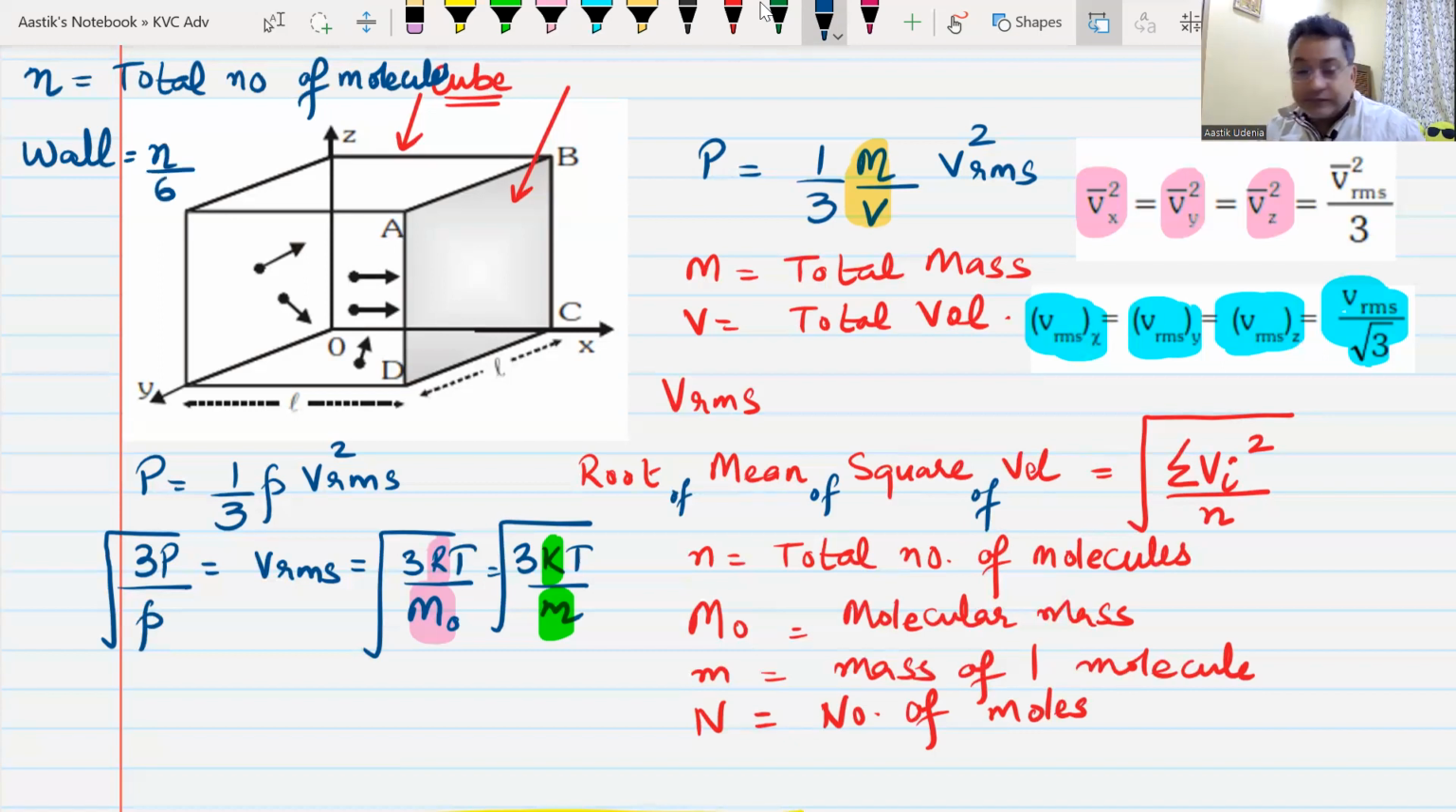Yes or no? There could be a question where they give you the total number of molecules. So for one wall, it will be 1 by 6. Yes or no? For every axis, it will be n by 3.